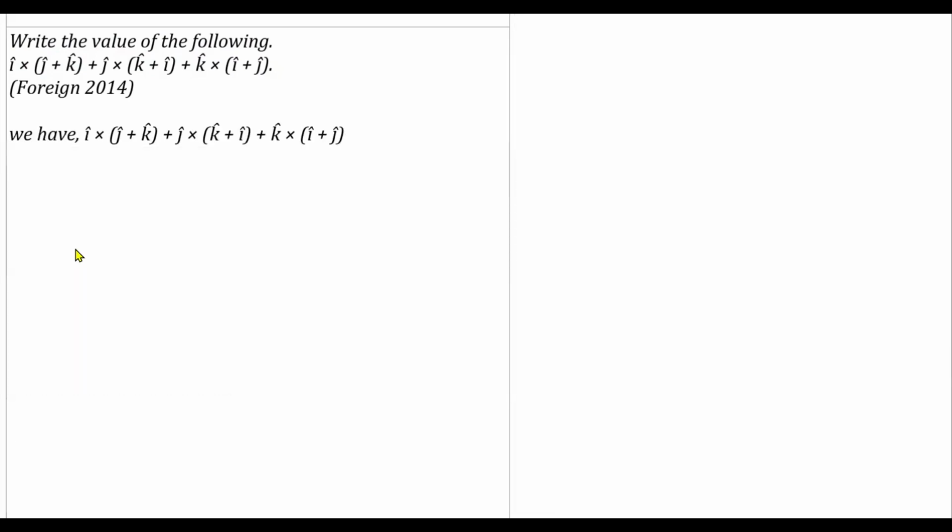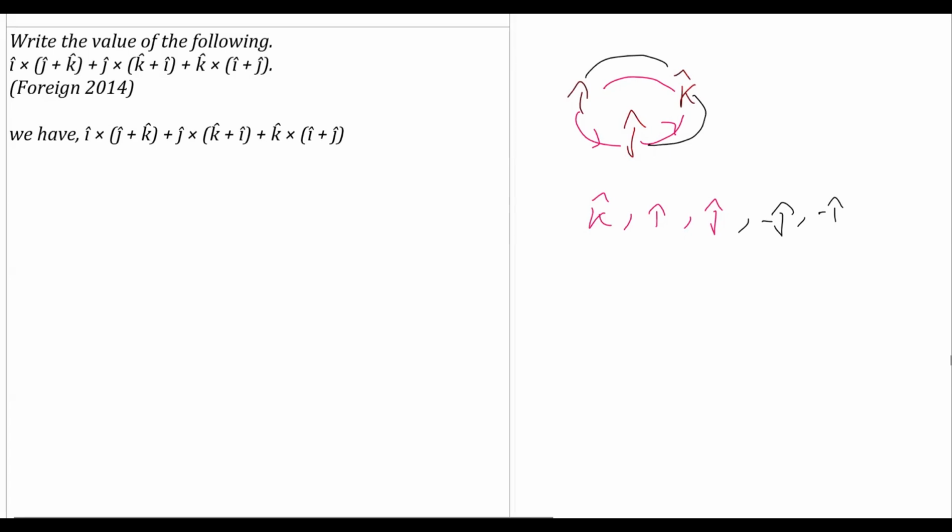Now the multiplication rule that you'll be applying is this only. That is, i cross j is what? It should be k. j cross k should give you, if you move in this way, anti-clockwise, i. And k cross i is going to be j. But if you move in the reverse way, that is i cross k, it should give you minus j. k cross j should give you minus i. This is what we have to keep in mind.